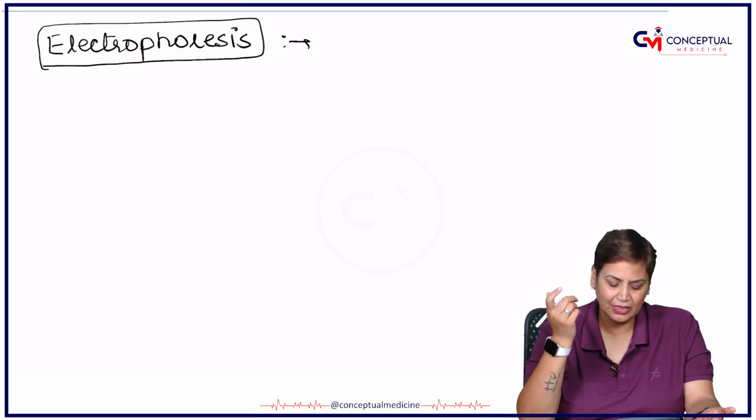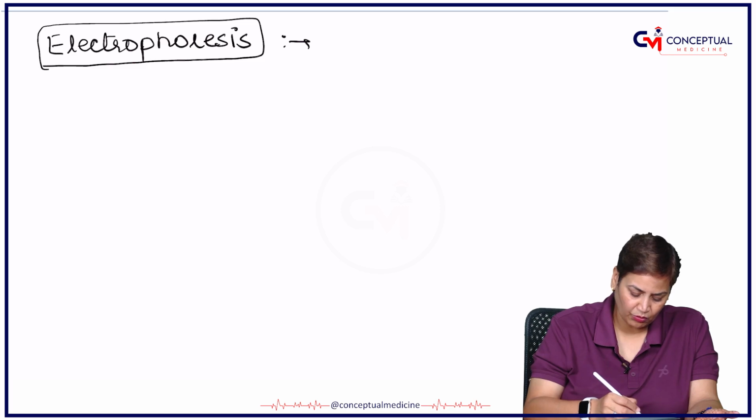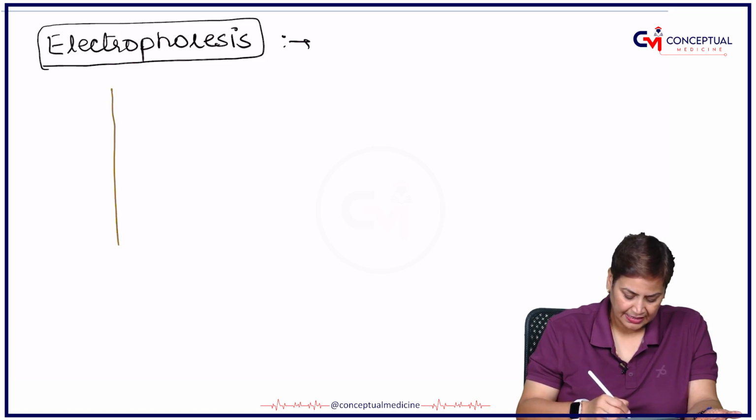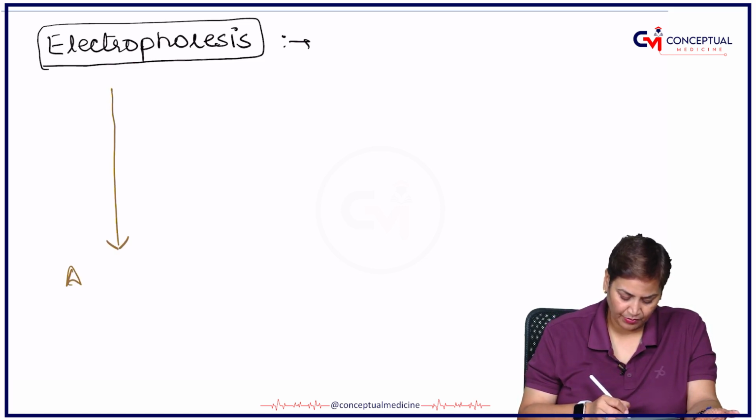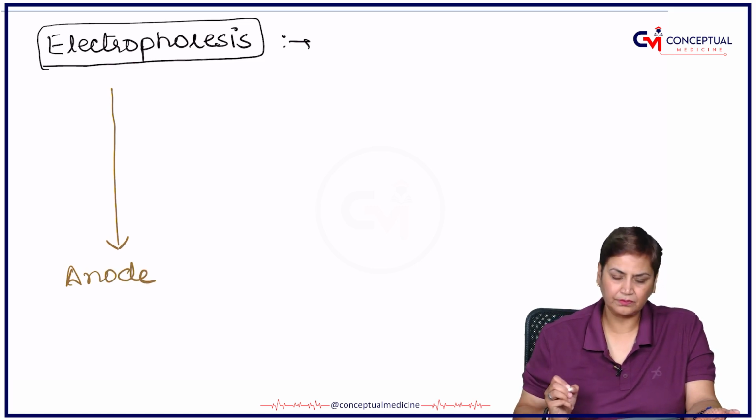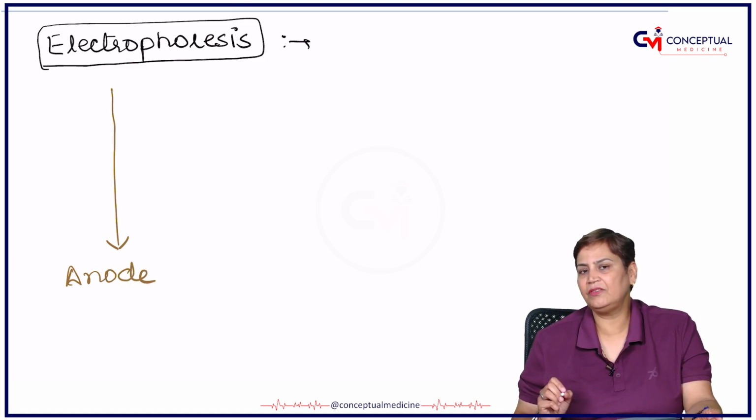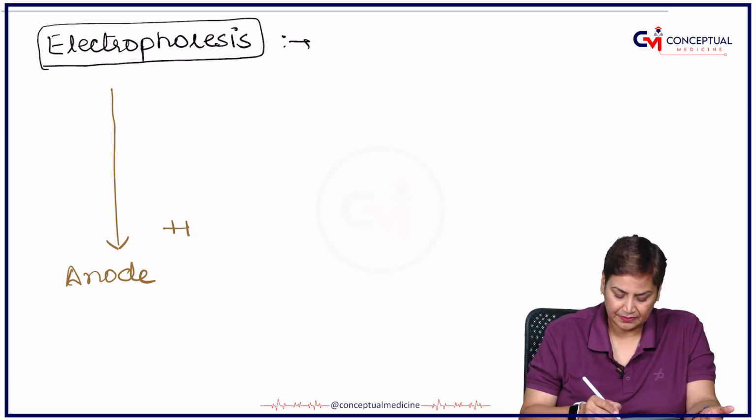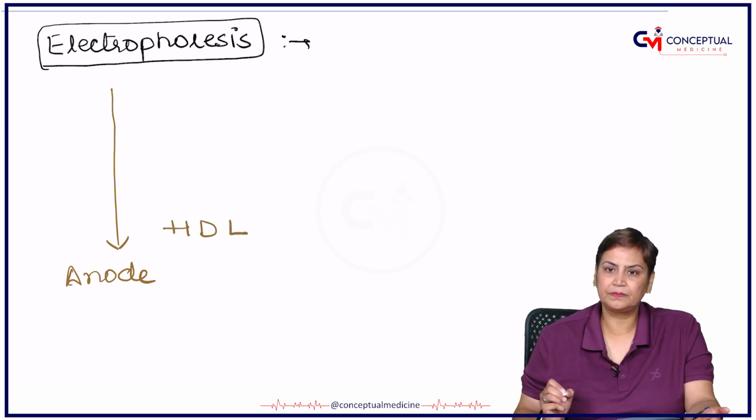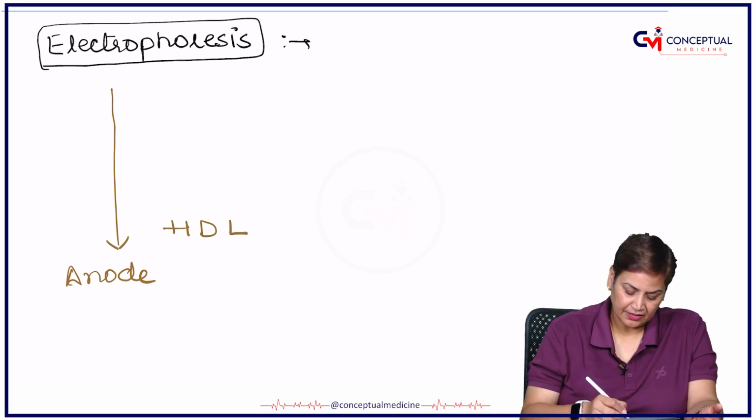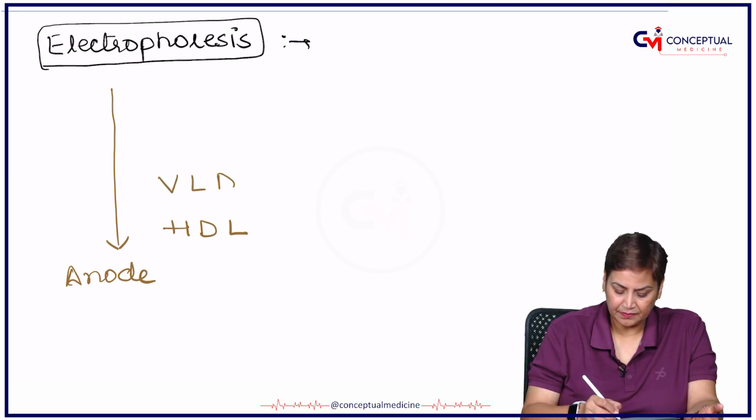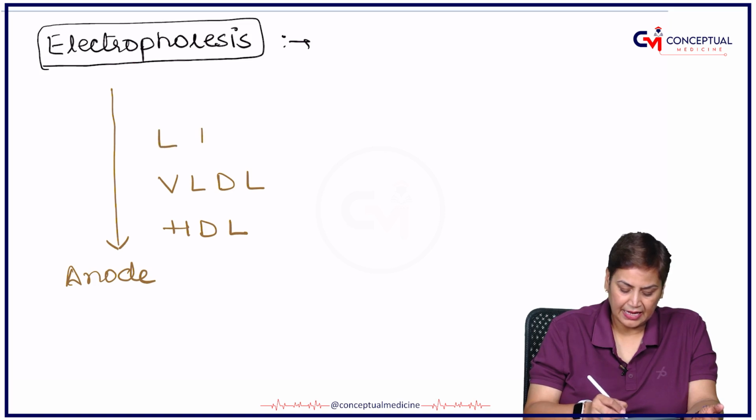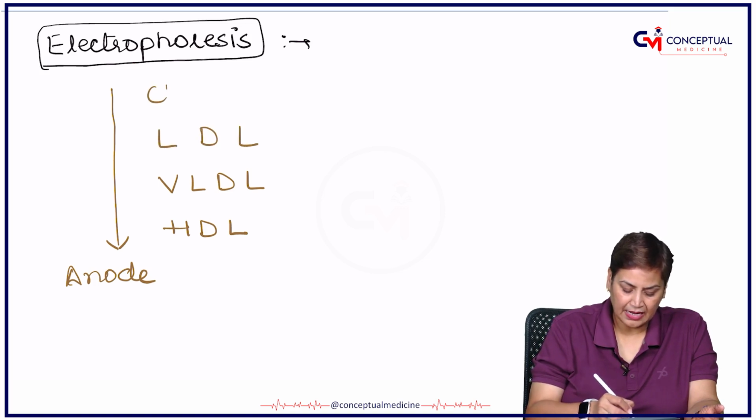So if we talk about the size and if we talk about the movement, I can simply say that if this is the movement towards anode, the fraction which is going to move faster will be HDL. Then VLDL, then LDL, and then chylomicrons.